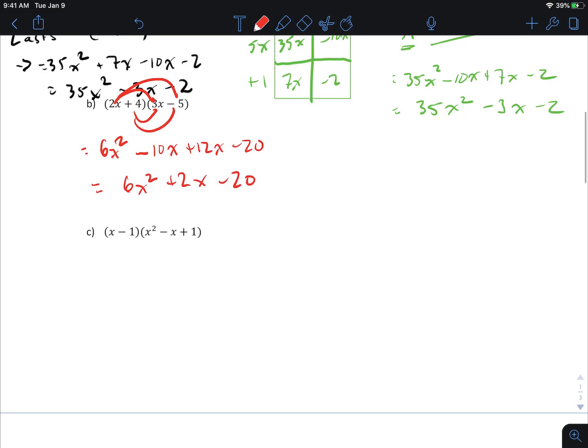So the next one. Again, so now I have 3 terms in the second piece there, multiplied by 1 here. So this just gets a little bit more complicated, right? I get 3 arches on my rainbow this time. Okay, so that just means x times x squared is going to be x cubed. X times negative x is going to be negative x squared plus an x.